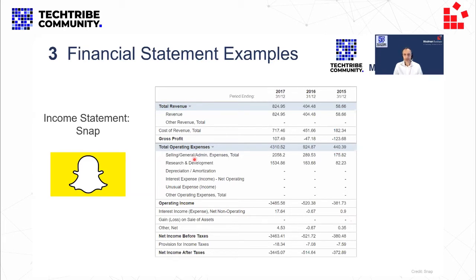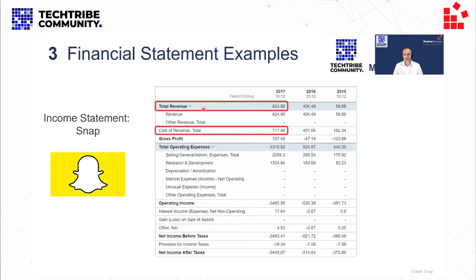So here we have an income statement of Snap, which is the maker of the Snapchat app, and I want to point out a few things that should hopefully be a little bit familiar by now. Firstly, we have total revenue. This was the last financial year for this statement, but they also had the previous 2 financial years. So that's the same as net sales.